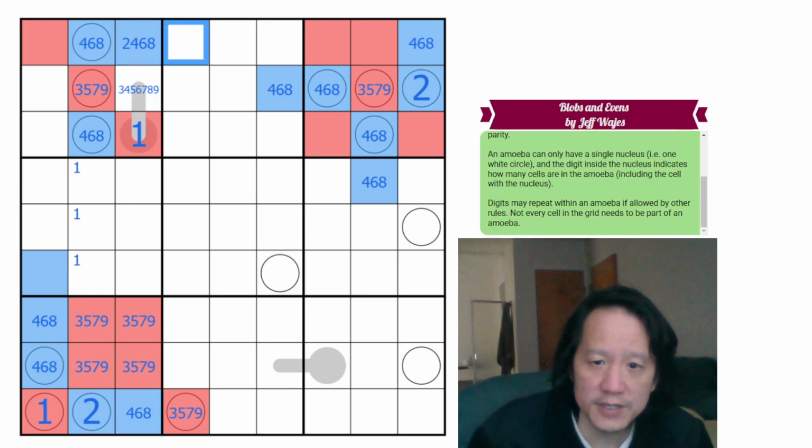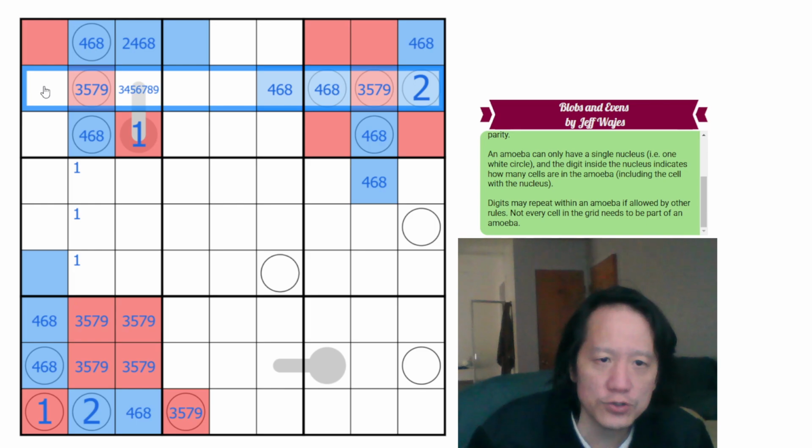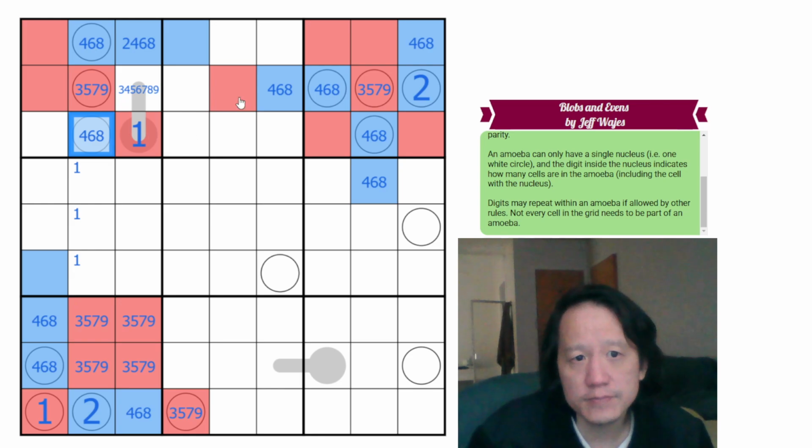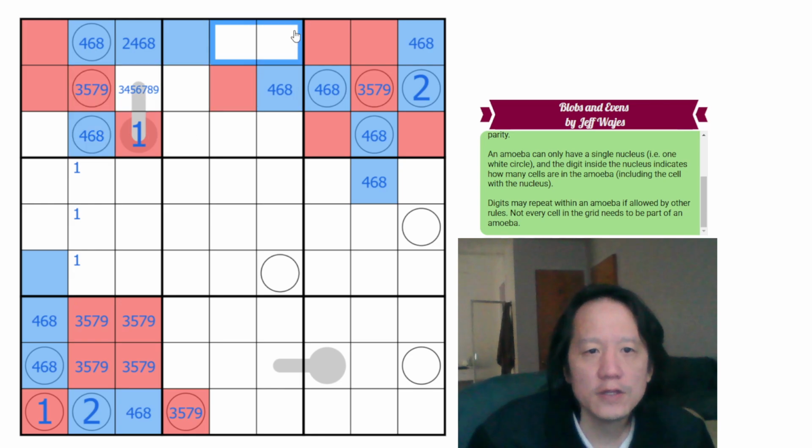So either way, this has to be even, right? And then one of these two is even. Since one of these two is even, we have 4 evens in row 2. Therefore, the rest of the row cannot be even. So therefore, this is odd and this is odd. The rest of row 1 has to be odd, so therefore these are all odd.